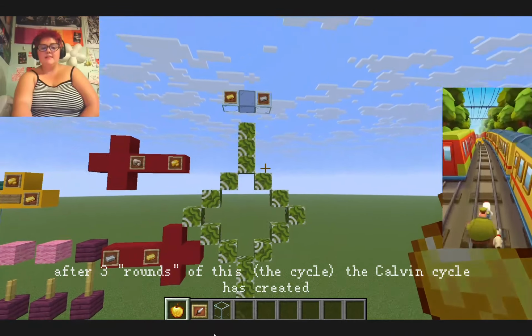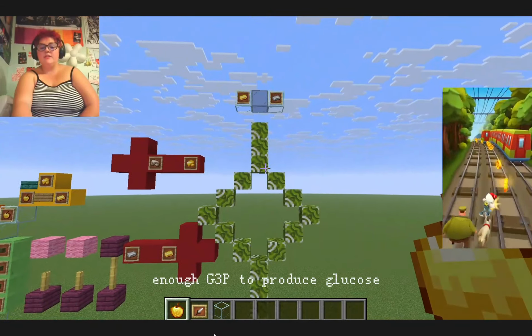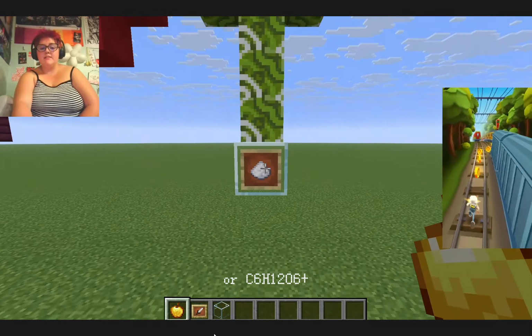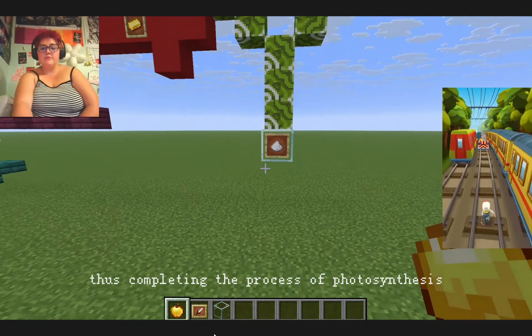After 3 rounds of this, the Calvin cycle has created enough G3P to produce glucose, or C6H12O6, thus completing the process of photosynthesis.